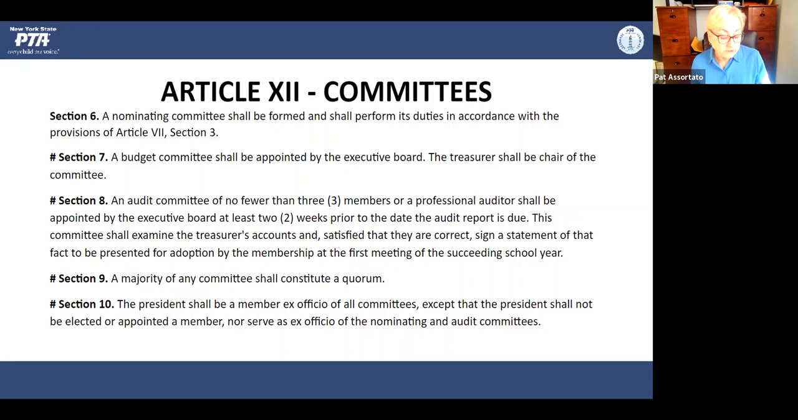Section 9 prescribes the quorum for committee business, and Section 10 prescribes that the president is an ex officio member of all committees, with the exception of the nominating and audit committees. Ex officio means a member of a body who is part of it by virtue of holding another office. So by virtue of being president, your president is an automatic member of every committee and should be notified of all committee meetings.